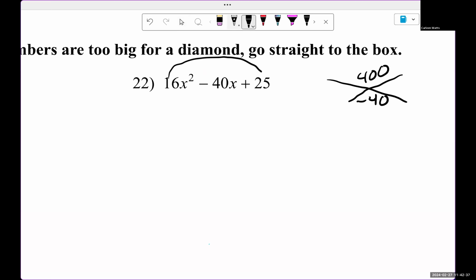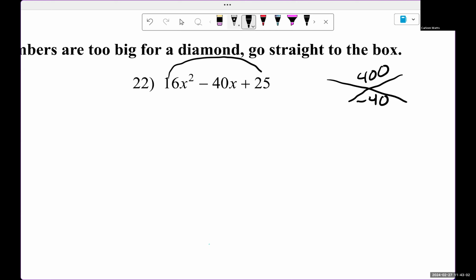And negative 40 on the bottom. Okay, I am stuck. I cannot think. It's not on my chart of factors. I'm stuck. I cannot think of two numbers that multiply to get 400 and add to get negative 40. I know you know them, don't you? Okay, hold that thought.